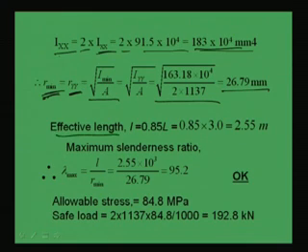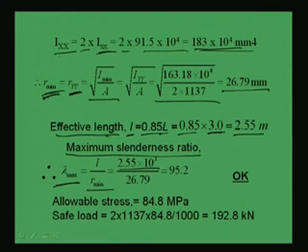Now effective length, as per the code provision, effective length will be 0.85 into L. So 0.85 into L, where L was 3 meter, so this is coming 2.55 meter. Now maximum slenderness ratio, lambda max, will become L by R minimum, where L is 2.55 meter effective length and minimum radius of gyration is 26.79 millimeter, which is calculated here, right. So lambda max is becoming 95.2.